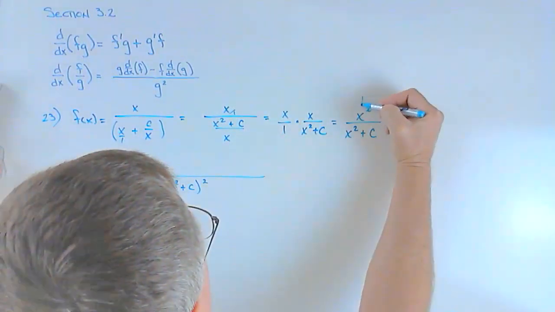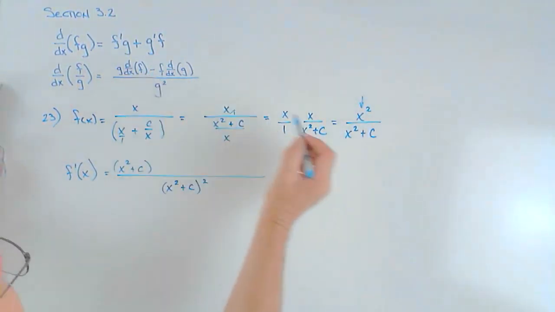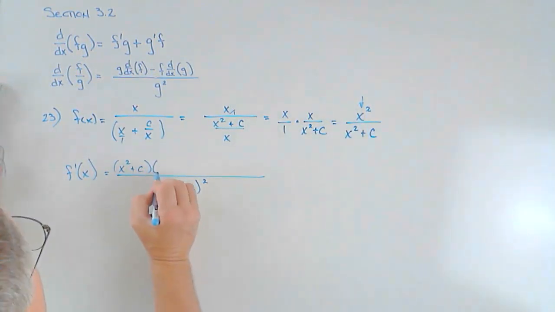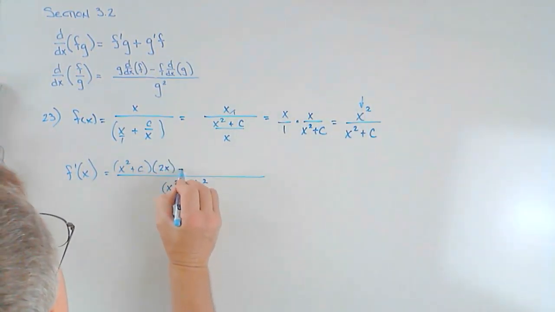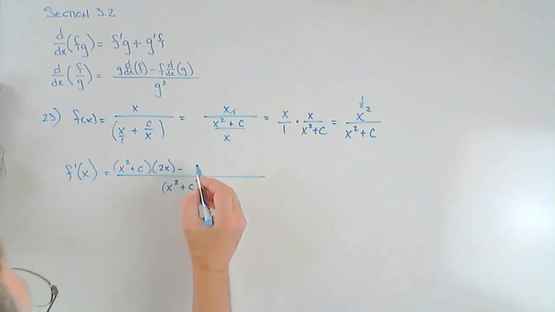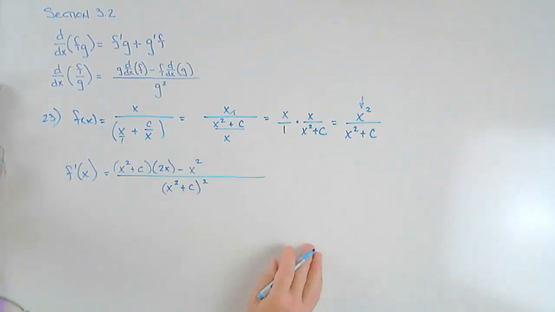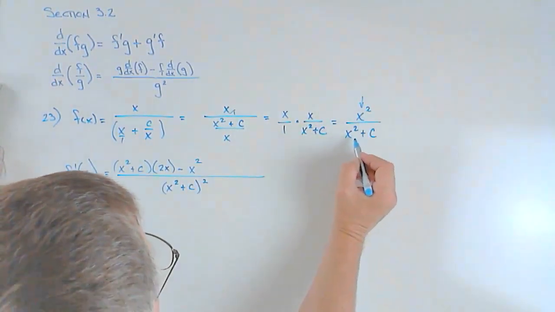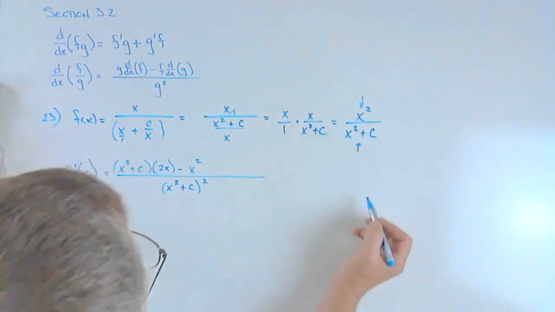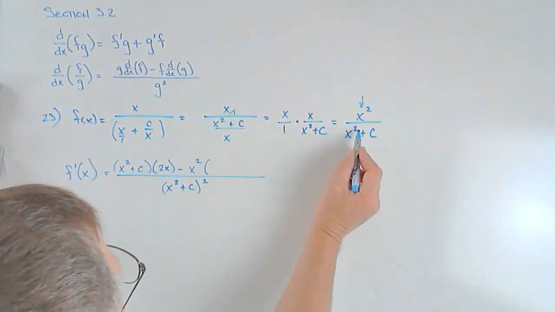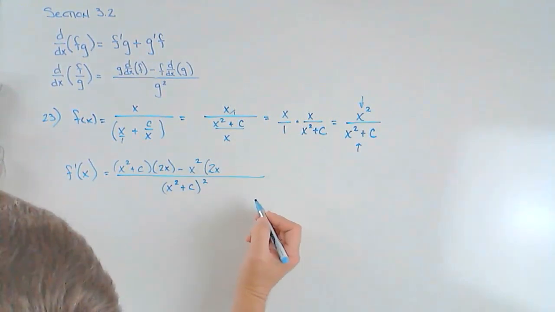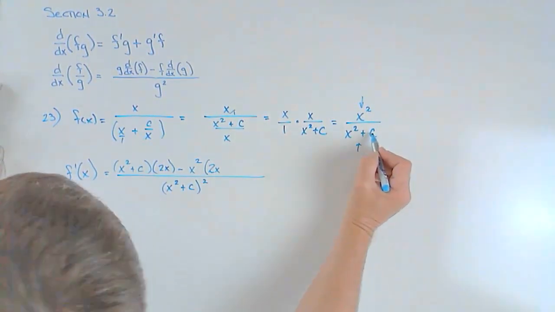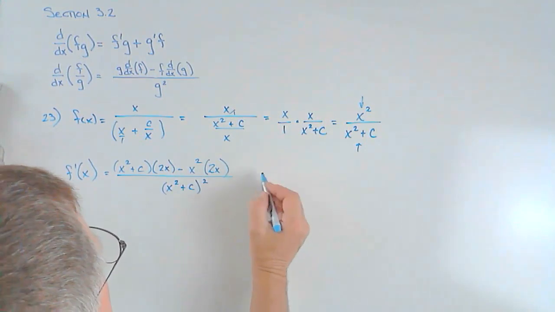Then we take the derivative of the numerator. The derivative of x squared is 2x, minus. We copy the numerator here, so that's x squared. We take the derivative of the denominator. The derivative of x squared is 2x. The derivative of a constant c is 0, so that's all we're left with.